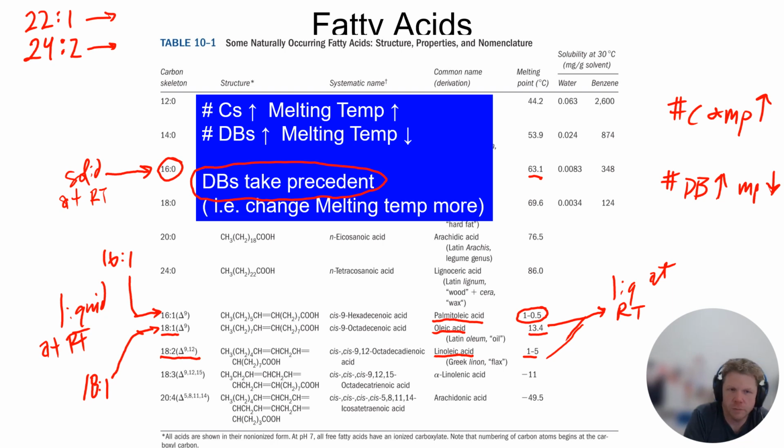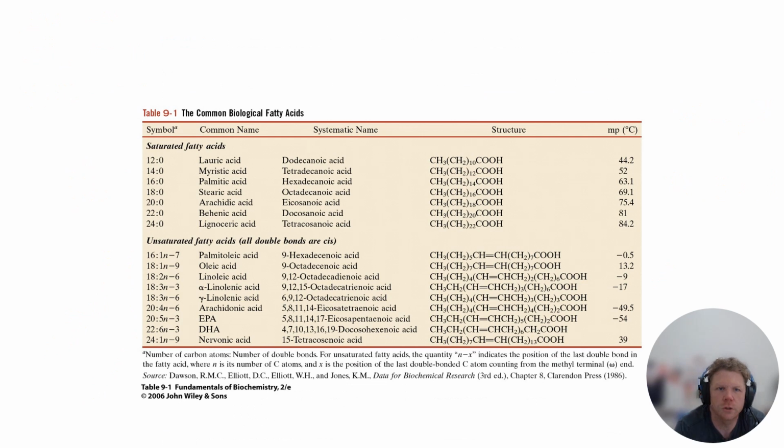I would anticipate that the melting point of this is going to be lower than the melting point of this, due to the fact that it has 2 double bonds. Then if you say 24:3, what's going to happen to our melting point? Well, that's going to continue to go down, because as you introduce more and more double bonds, our melting point will diminish. Now here's basically that list again, but represented in a slightly different way.